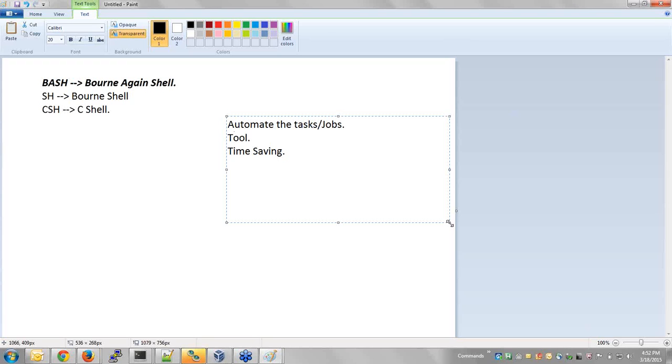If it is a single command, of course, even without writing a script, cron can take care of it. But if there are multiple commands which you want to group, yes, you have to take the help of shell scripting. Hence you are going to save a lot of time.